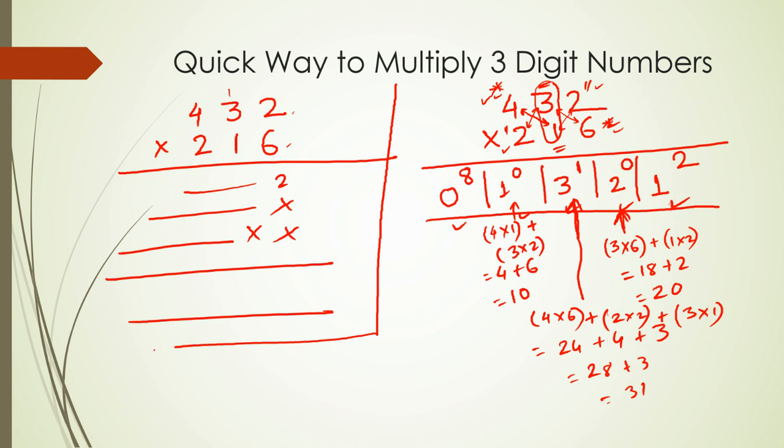So let me write this number like this here: 0, 8, 1, 0, 3, 1, 2012. So what will be the answer?